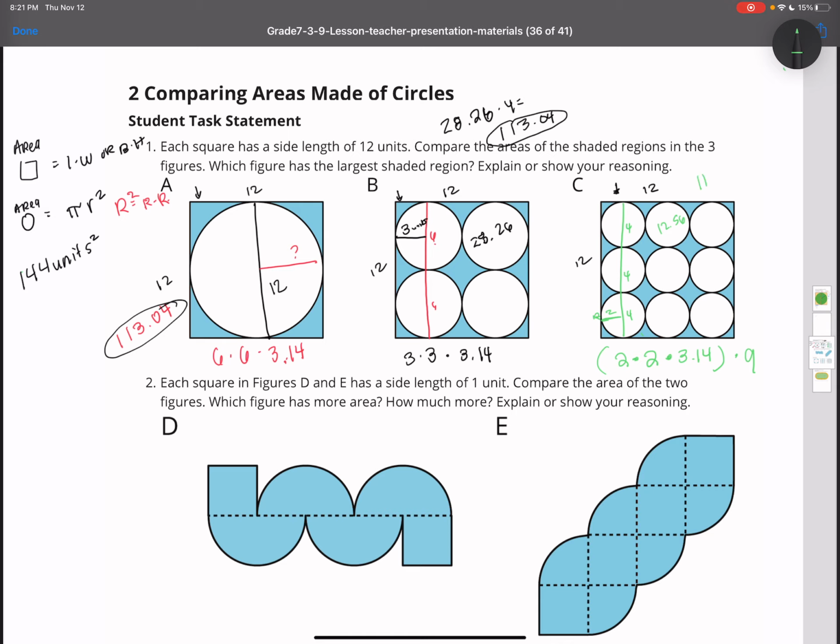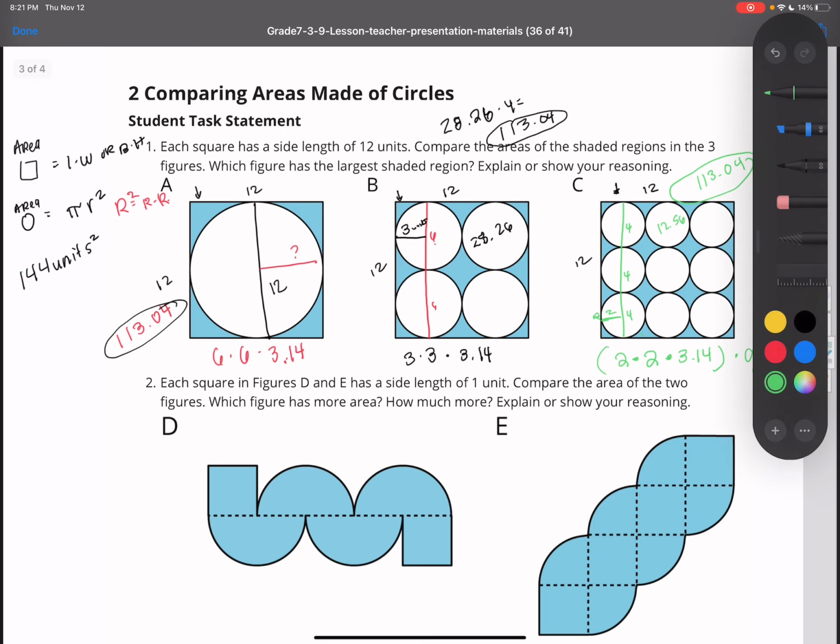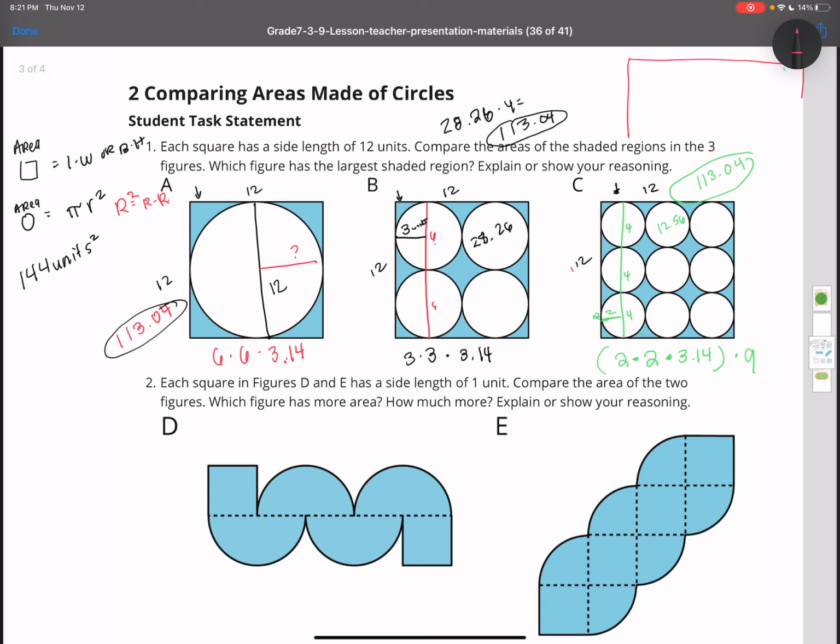113.04. So what's going to happen when I subtract 144 from 113.04? So I'm going to write that in red at the top in this box, because all of them have the same area. All the circles seem to be taking up the same amount of space. So I want to subtract the areas now, which would be 144. Let's add 2 decimals, and 113 and 0 and 4.